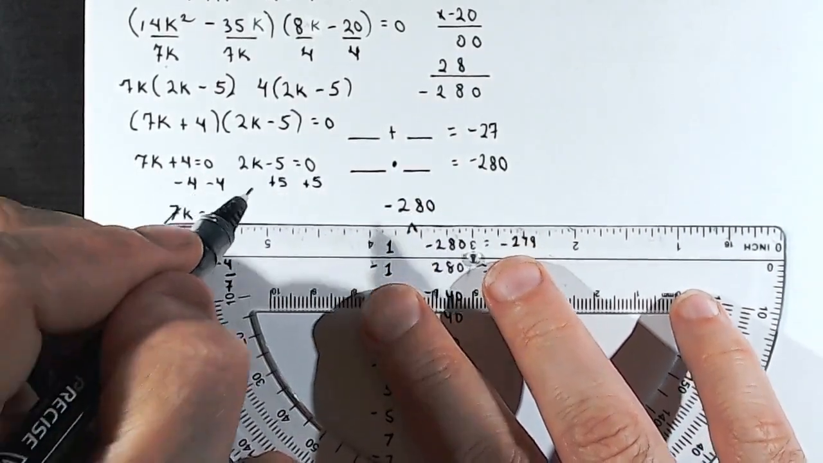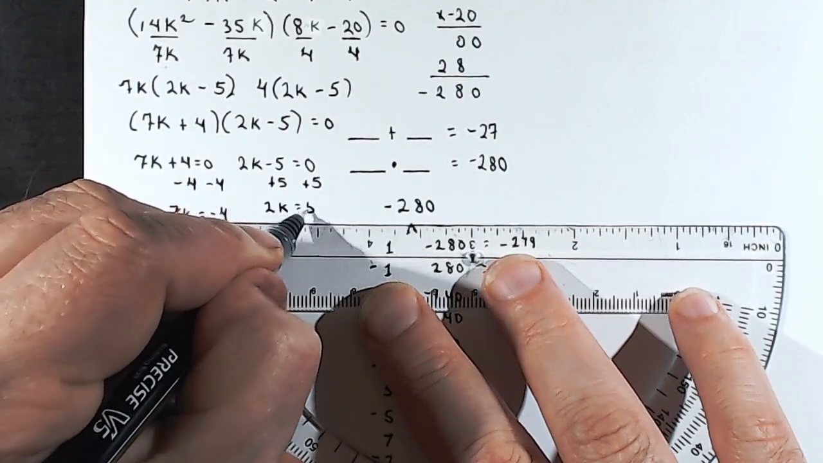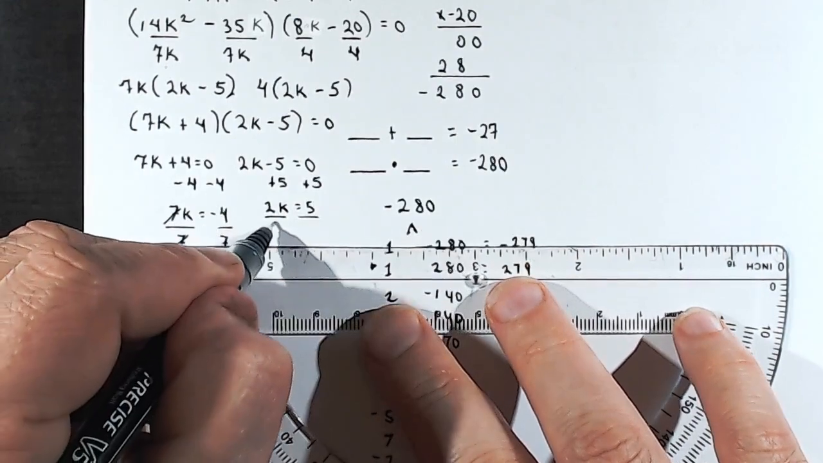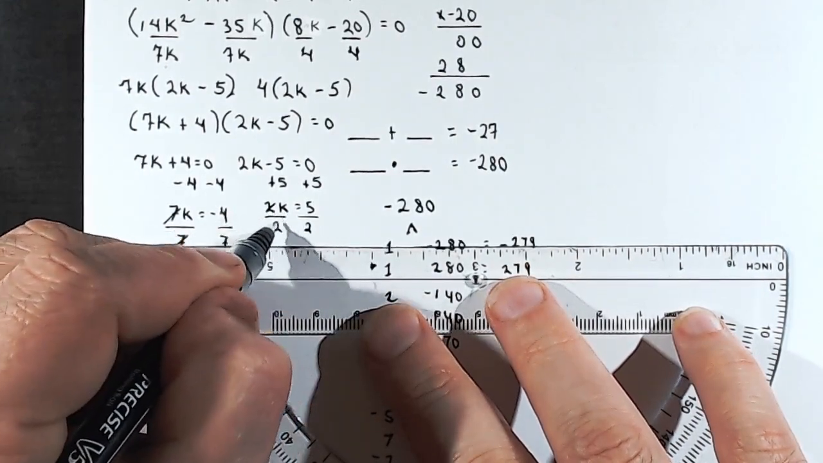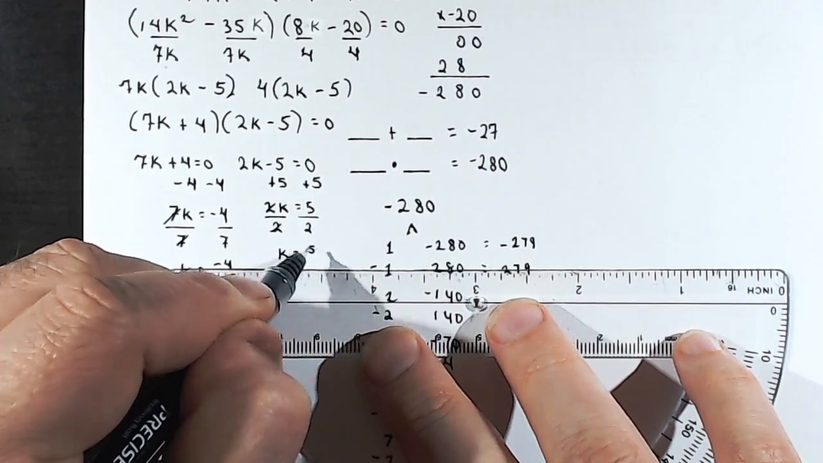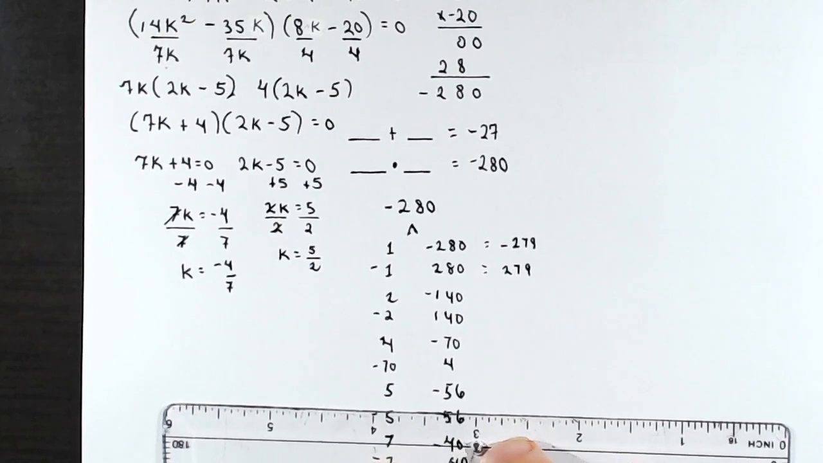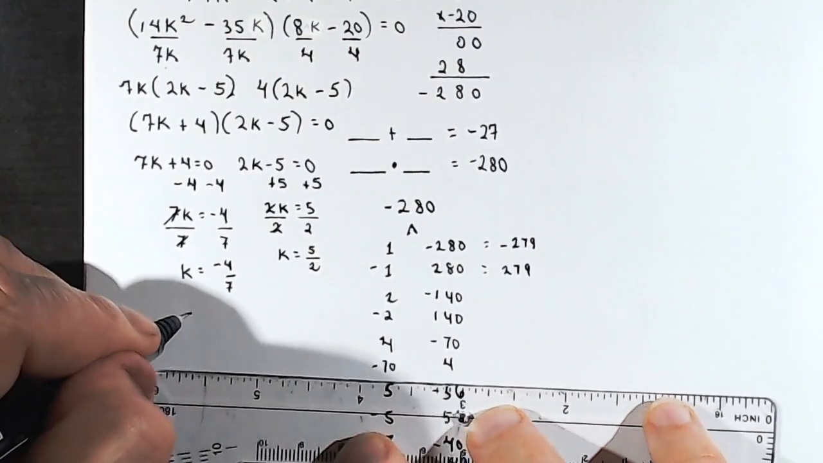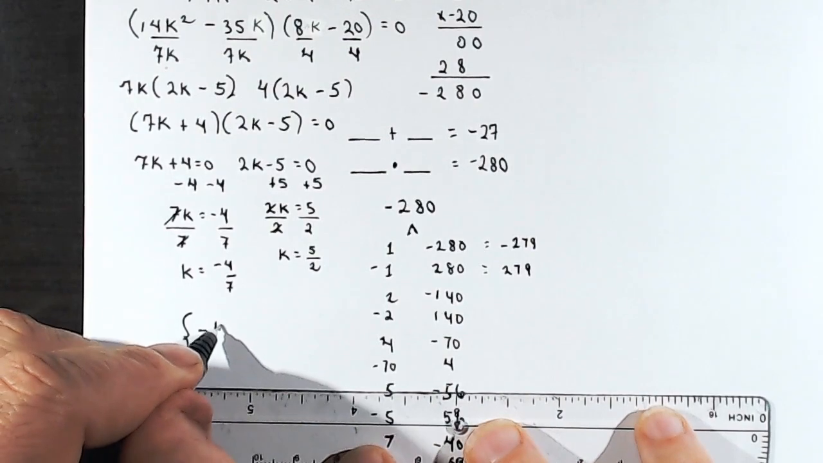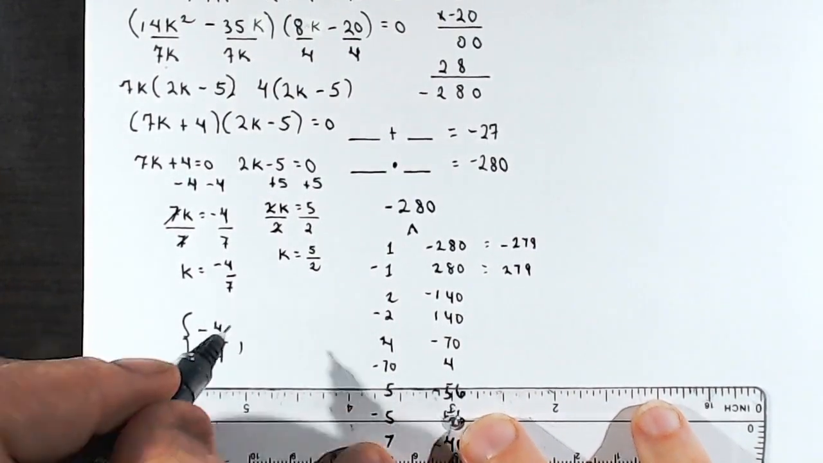And then we'll have 2k equals 5. And I'll divide both sides by 2, cancel out the 2's and get k by itself. K equals 5 over 2. All right, so we have two solutions now. And in order, the way they want us to list it, it's negative 4 over 7, comma, 5 over 2.